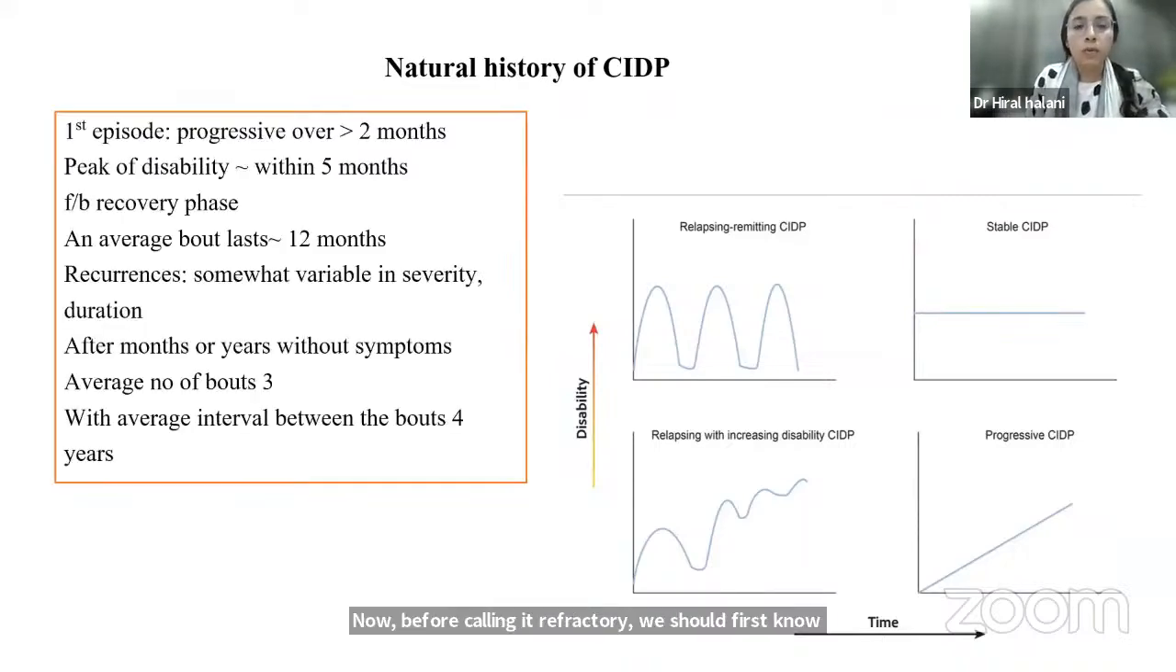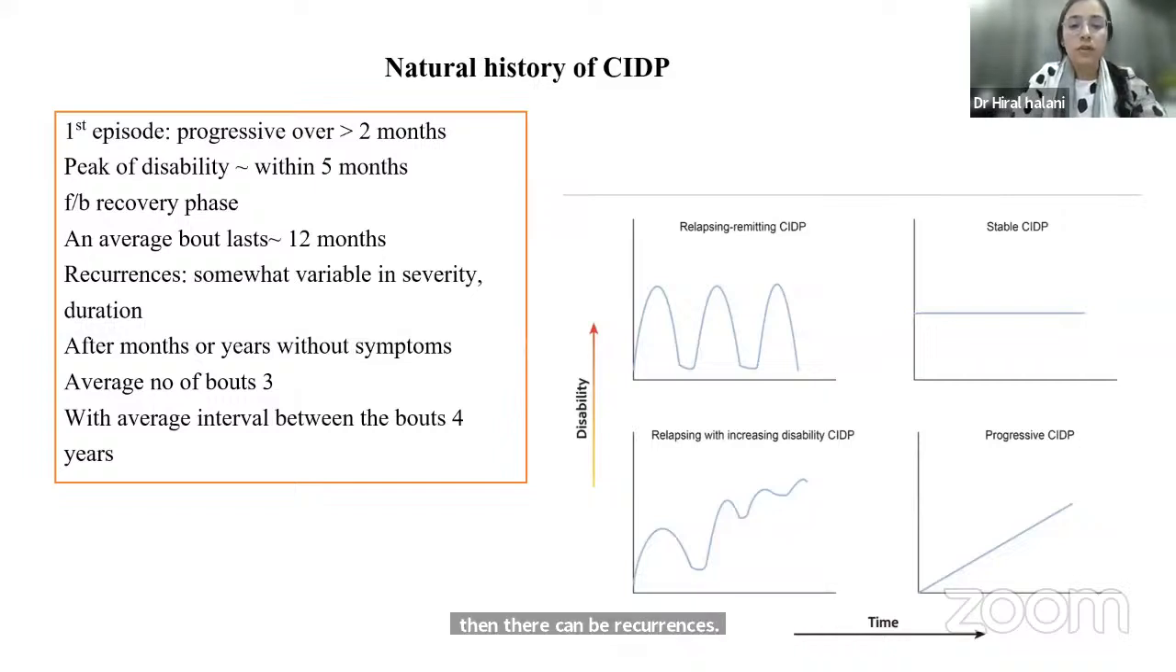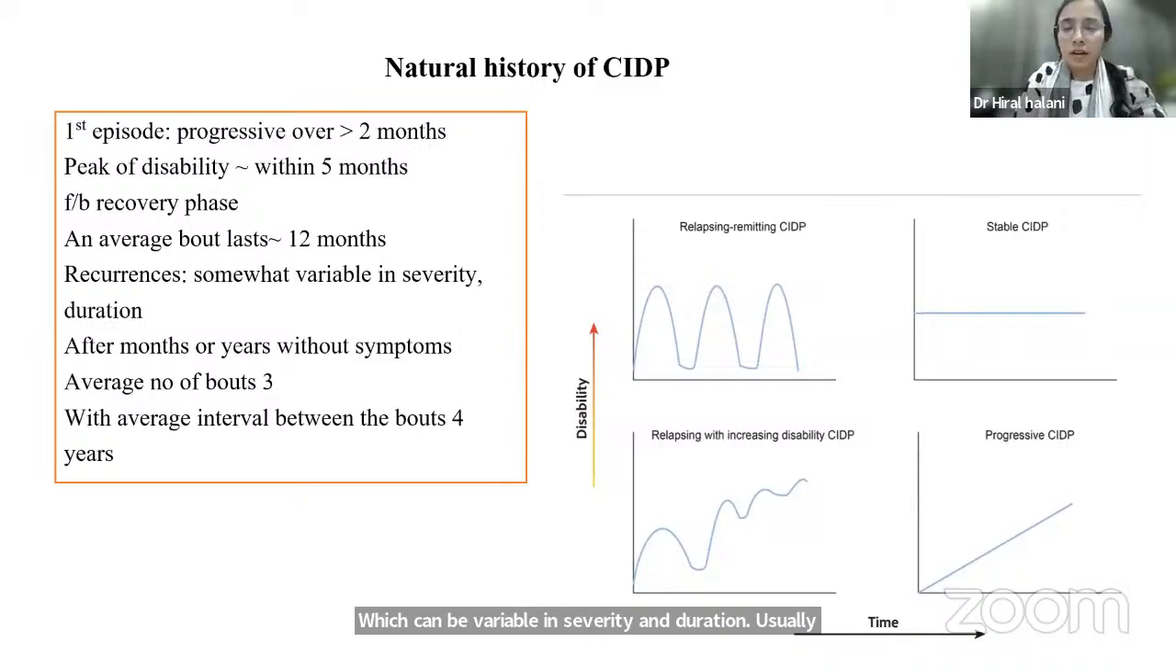Before calling it refractory, we should first know the natural history of CIDP: it progresses over 2 months, and the peak of disability is usually achieved within 5 to 6 months. Thereafter, a recovery phase follows, which usually lasts about 12 months. This is typical of an average first episode of CIDP, and then there can be recurrences, variable in severity and duration, usually after months or years of asymptomatic intervals. Recurrence should not be defined as refractory CIDP as long as it is responding to conventional therapies.